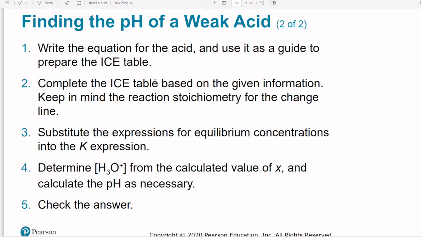We complete the ICE table based on the information that was given initially, keeping in mind the stoichiometry for the reaction. We substitute the expressions for equilibrium concentrations into the K expression and determine the hydronium ion concentration from the calculated value of x and our ICE table, and then we use that to calculate the pH as necessary.